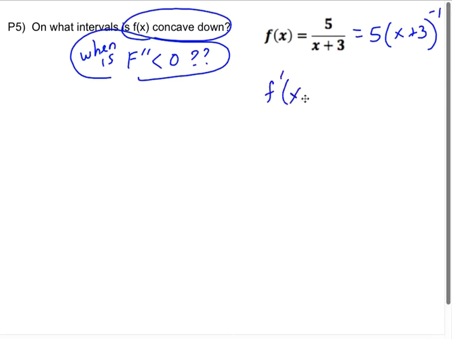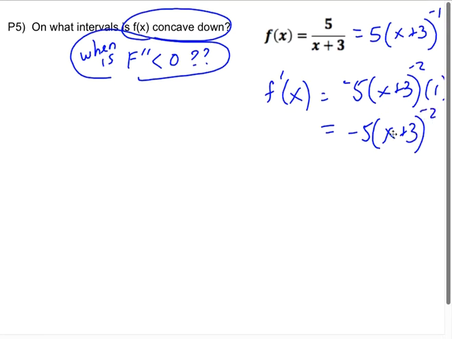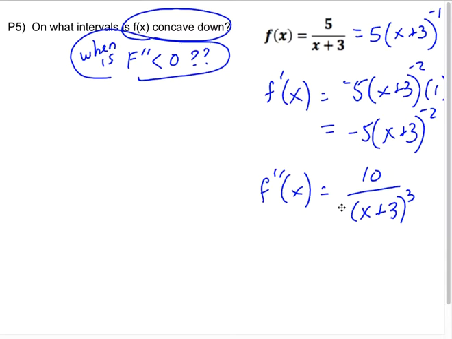So my f prime of x is going to be a negative 5 times (x plus 3) to the negative 2nd times a 1. So this one I can actually keep using a chain rule because there's no product rule here. So my f double prime of x is going to be 10 over (x plus 3) to the 3rd, right? And that's it. So it is worth noting that this graph has a vertical asymptote at x equals negative 3, right? And that's something I have to pay attention to on my sign chart.